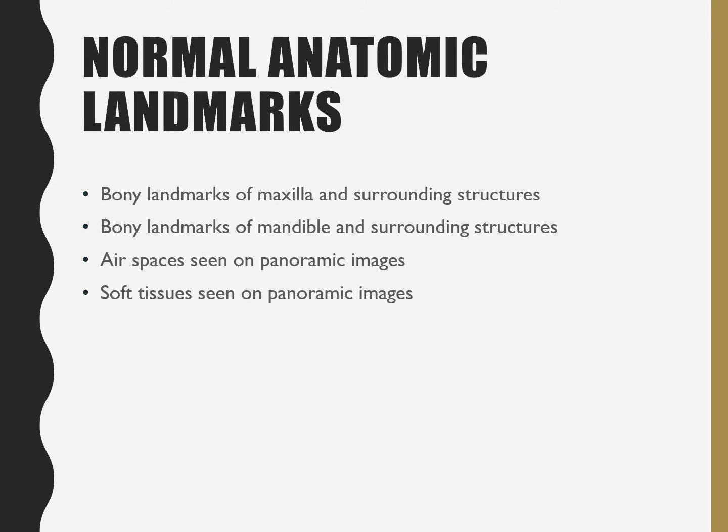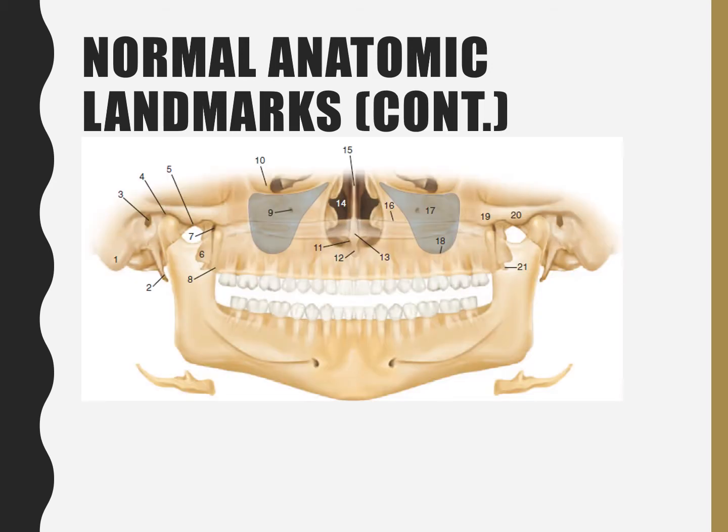So the normal anatomic landmarks that we see are going to be bony landmarks of the maxilla and the surrounding structures, the bony landmarks of the mandible and the surrounding structures, the air spaces that are seen on panoramic images, and the soft tissues that are seen on panoramic images. The first thing we're going to go through are the bony landmarks of the maxillary areas, as you can see here shown on this image. We're going to go through each one of these numbers and say what it is and how to identify it.